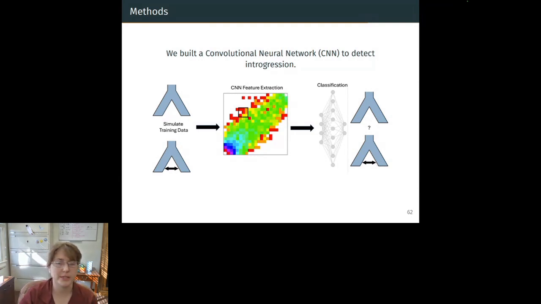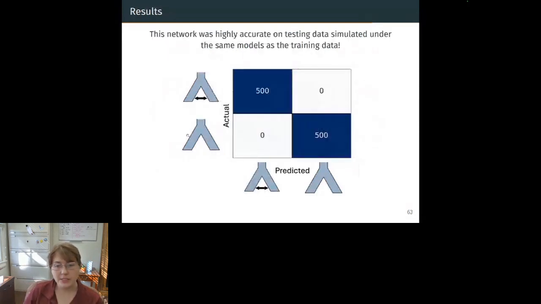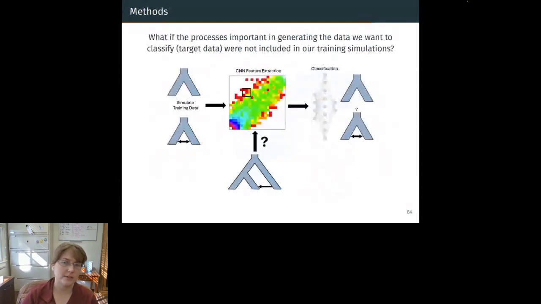So first, we applied this to data simulated under these same models. And we found that this network was highly accurate on testing data simulated under the same models as training data. So if we simulate data with introgression, we always detect introgression. And if we simulate data without introgression, we never detect introgression. So that's great. But we're interested in the case where processes that generated the data we want to classify, also called the target data, perhaps empirical data, were not included in our training simulations.